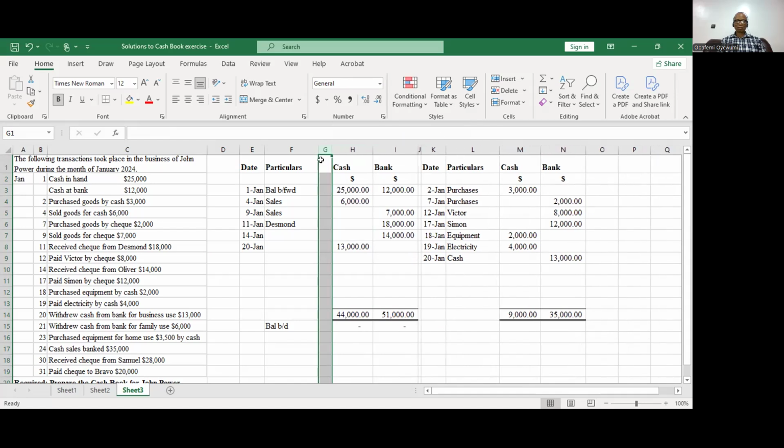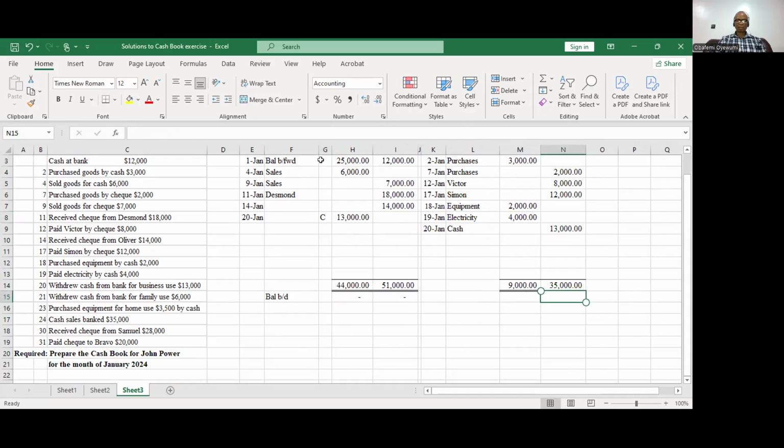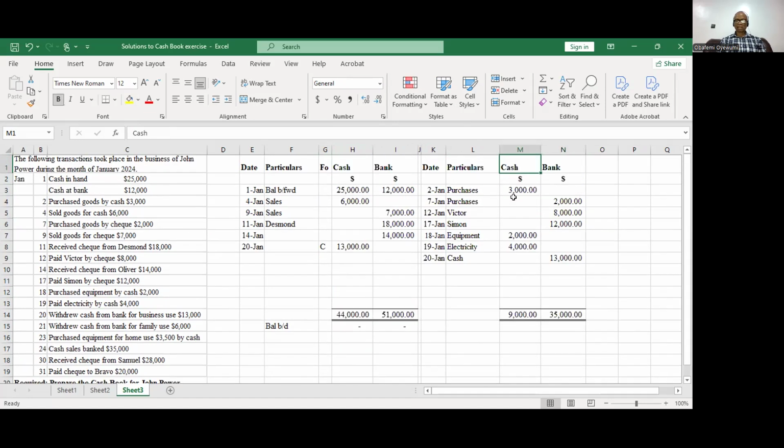Letter C. So you're going to have folio here, so FO, and then you have here C, letter C. That's what you have now, because you have moved money from where? From the bank to your cash. So let's come to this side as well. You're going to also designate this as a C.